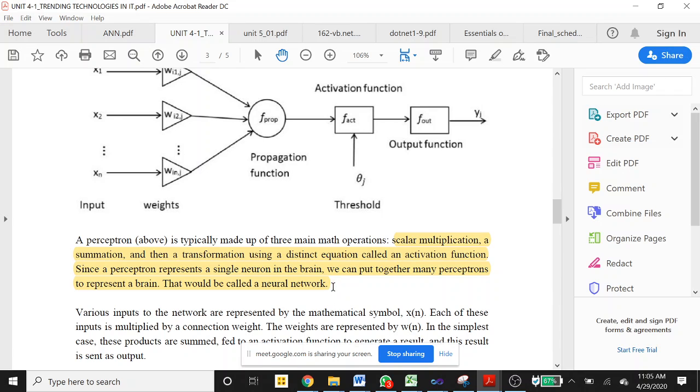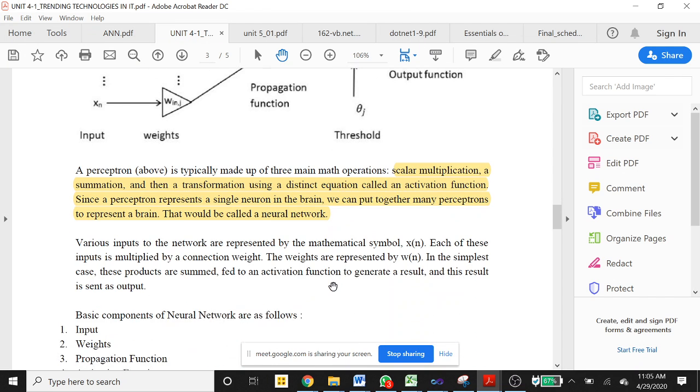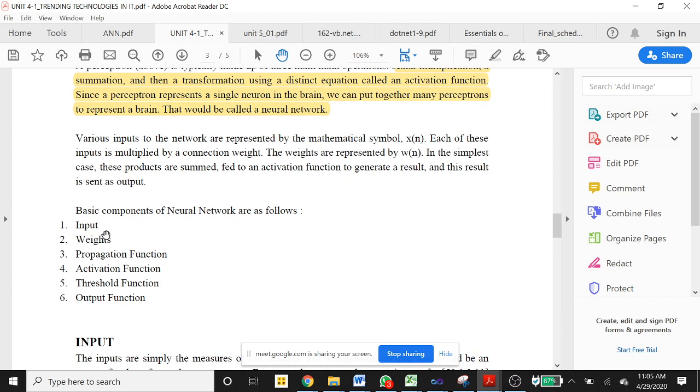Okay, when we have multiple perceptrons which are interconnected to represent the functionality of the human brain, that is called a neural network. This is the definition of a neural network also. So these are the components. First is the input, that is x1, x2, x3 that we have marked. Then the weight factor, that is w1, w2. Then the propagation function that is used. That propagation function implements the scalar multiplication and summation.